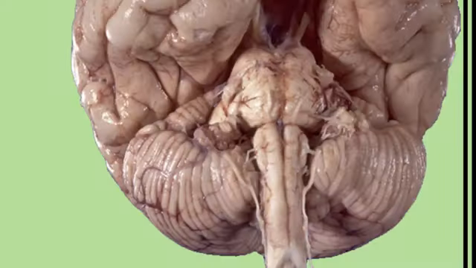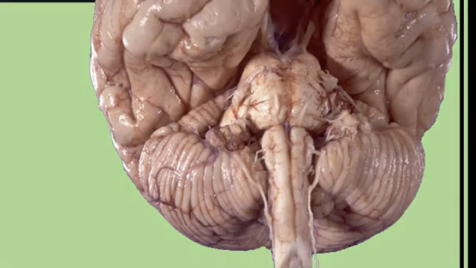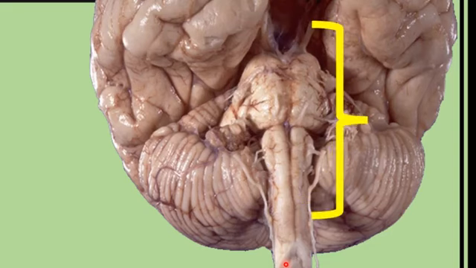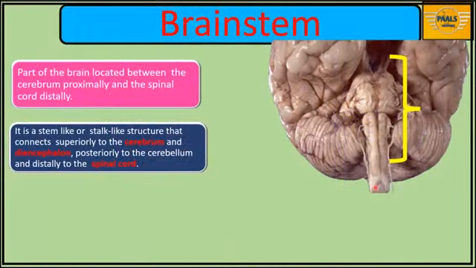Now the brainstem is that part of the brain that is seen between the cerebrum in the proximal part and spinal cord in the distal part. This is the extent of the brainstem, and it's like a tree, just like the name sounds, like the stem of a tree that hangs on a number of structures in the brain.